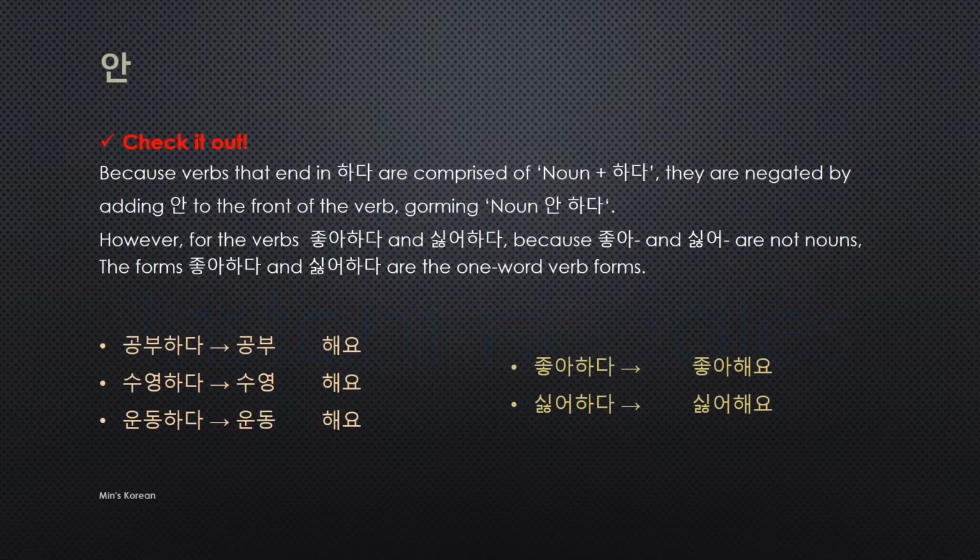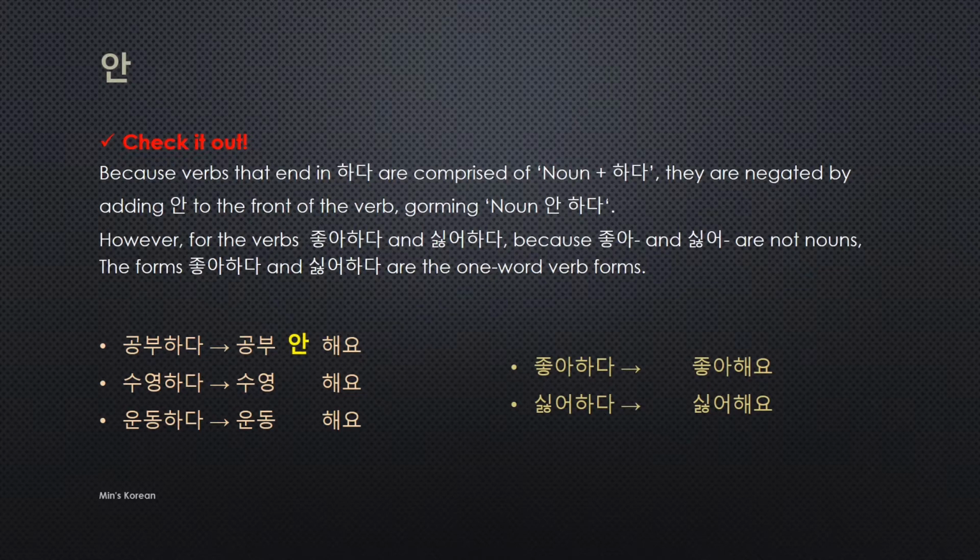So if there is noun plus 하다 verb, then you need to put 안 between noun and 하다. Okay, so for example, 공부하다, what's the meaning? Yeah, study. So if you want to say do not study, then you need to put 안 between 공부 and 해요. Okay, so please don't say 안 공부해요 because 공부하다 is noun plus other verb. So you have to say 공부 안 해요.